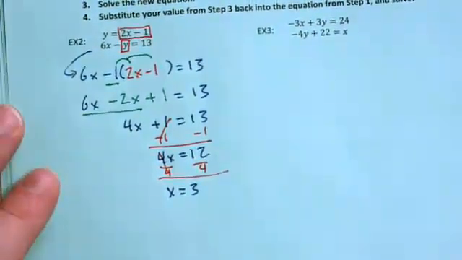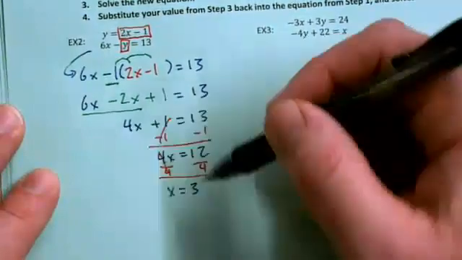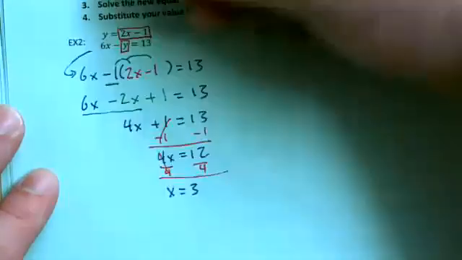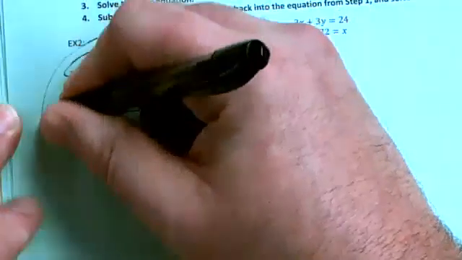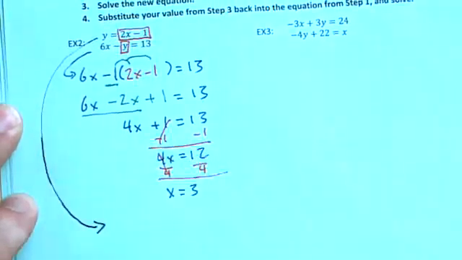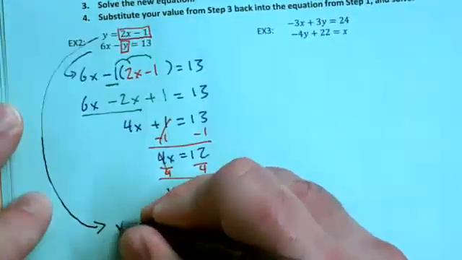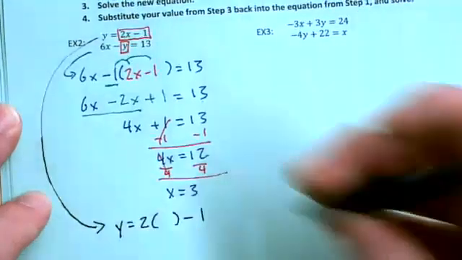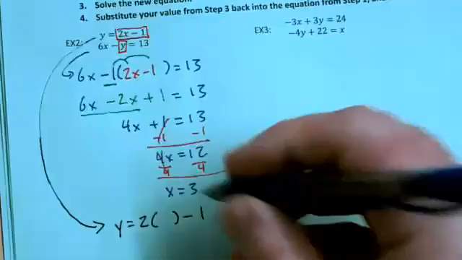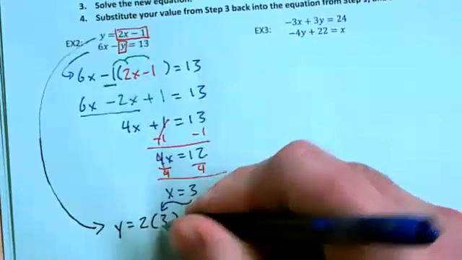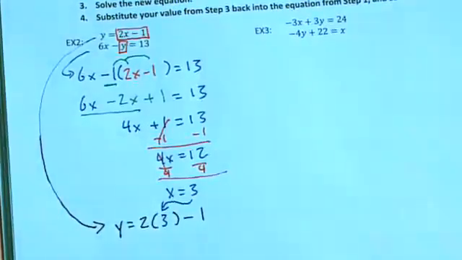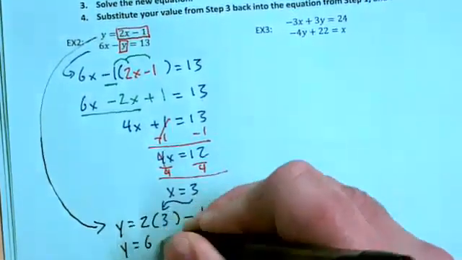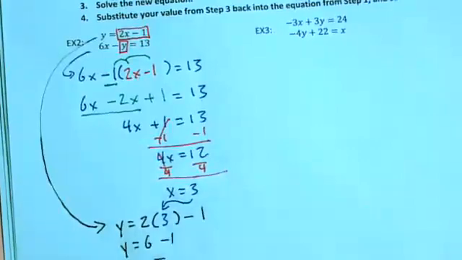Now I need to go back to my original set of equations and I need to pick an equation to substitute this in and find y. And since this first equation says y equals, that seems like it's going to be the easiest for me. So let me copy that down. Y equals 2x minus 1. I left the x out because in place of the x, I'm going to put the x value that we just found. Y equals 2 times 3 plus or minus 1. 2 times 3 is 6. 6 minus 1 is 5.